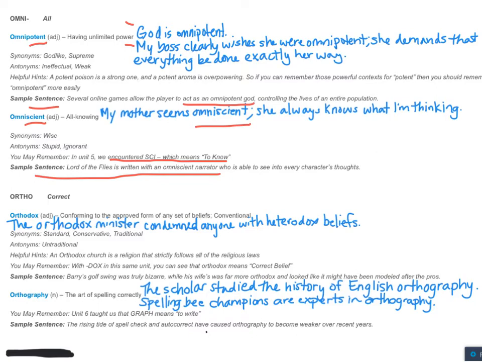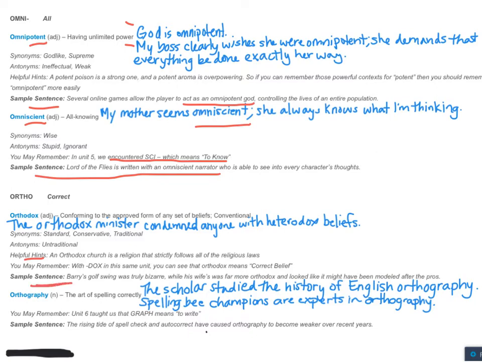So my example puts both of those words together. The Orthodox minister condemned anyone with heterodox beliefs. So the Orthodox minister has beliefs that are very standard. The helpful hint is good. An Orthodox church is a religion that strictly follows all of the religious laws.